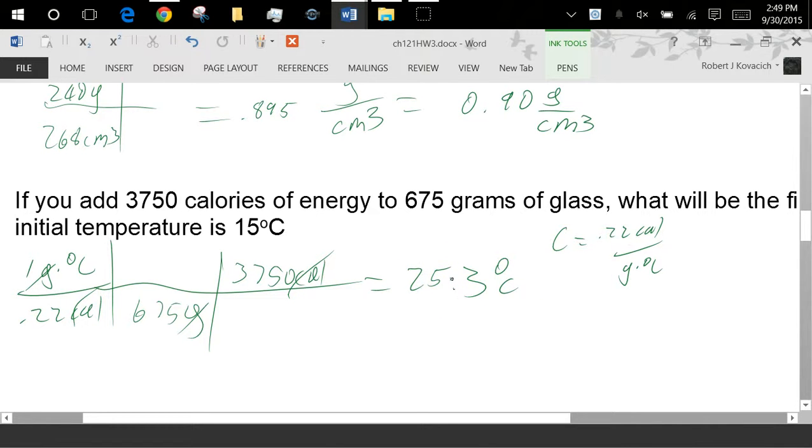Am I done? No, I'm not. I need to add 15 degrees Celsius. So what we just calculated is, in this piece of glass that was this mass, if I put this amount of heat into it, its temperature would go up this much. That's what this is. But its temperature started at 15 degrees Celsius. So I need to take that into account. So I have my 15 here, and so I get 40.3 degrees Celsius. Since I only have 2 significant figures with the 15, my answer is going to be 40 degrees C.